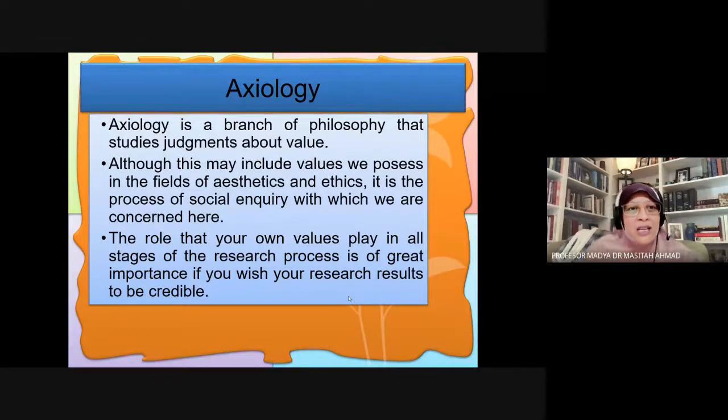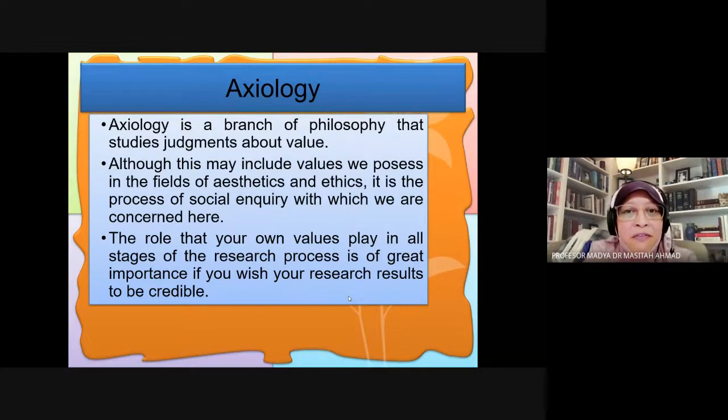So basically, axiology is a branch of philosophy that studies judgments about value. Ontology is about reality. Epistemology is about knowledge, and now we are talking about axiology.